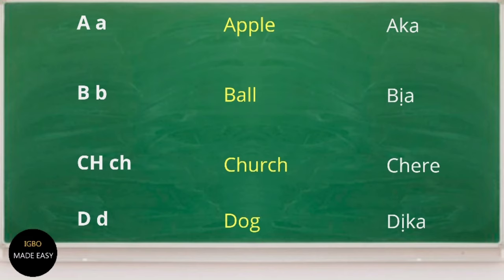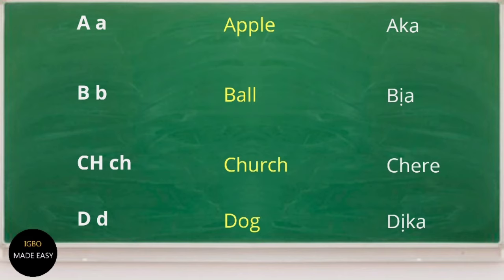Chi. If you remove the I at the end, you have ch, and it's the same thing with the sound of CH in church. The CH in the front and CH at the back, and others like chimney, and all that that you have. Then the example we have here is chere. Chere means wait. Chere, wait.